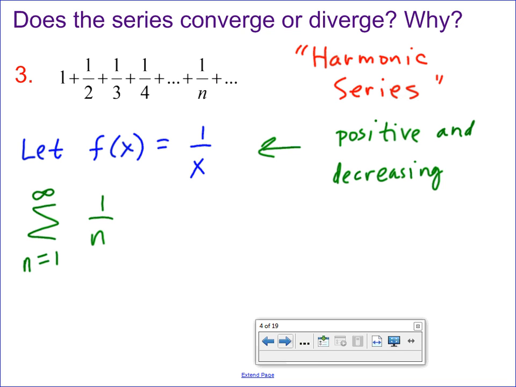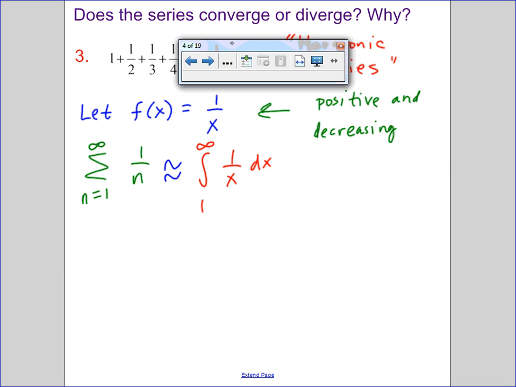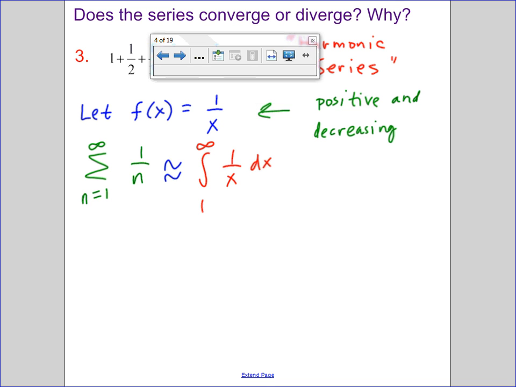And so these are not the same things, but what we're going to do is use the integral test to compare. We're going to consider the integral from 1 to infinity of this function f of x, which has to be positive and decreasing for this to work, and know that they share the same fate. So let's see what happens here.